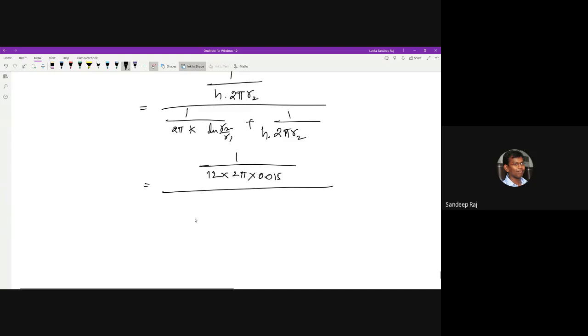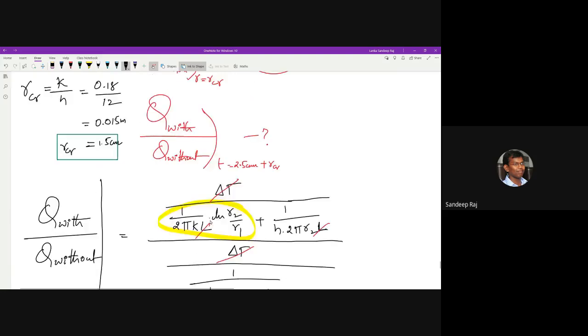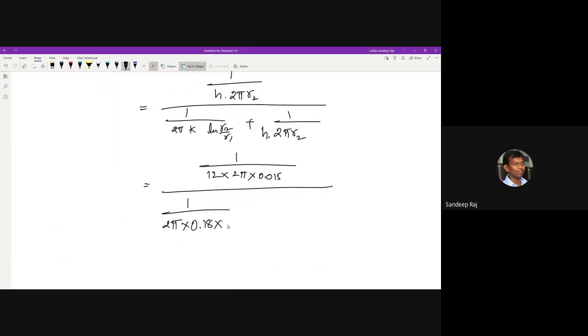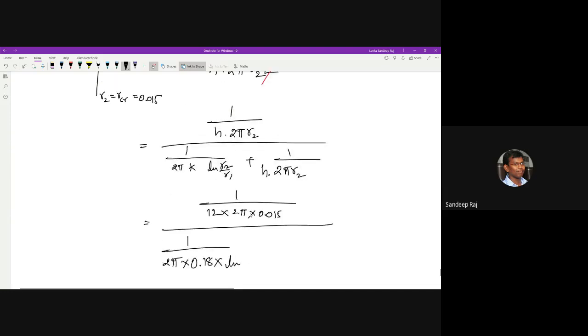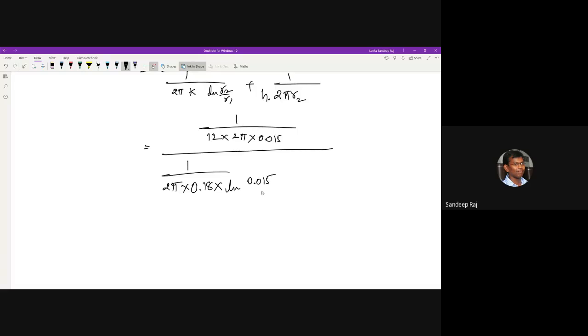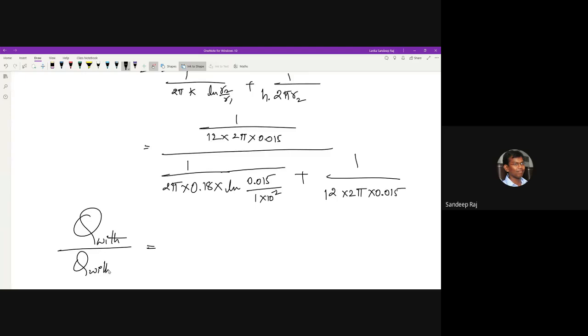By 1 by 2 pi into the K value of the insulation, which is given as 0.18, into the ln. The R2 value here is 0.015 by 1 centimeter. The R1 is 1 centimeter, that is 1 into 10 to the power minus 2. Plus 1 by the same expression, 12 into 2 pi into 0.015. So tell me what is this value? This is Q with by Q without, when R2 is equal to R_cr.